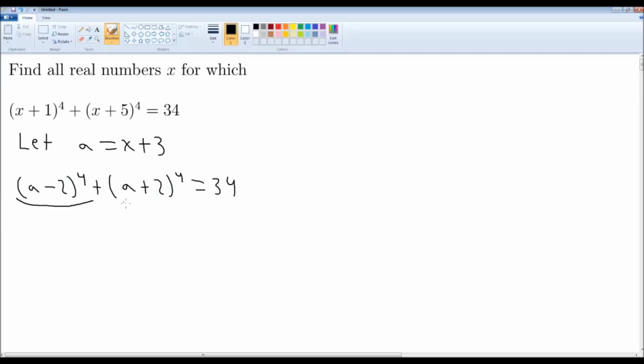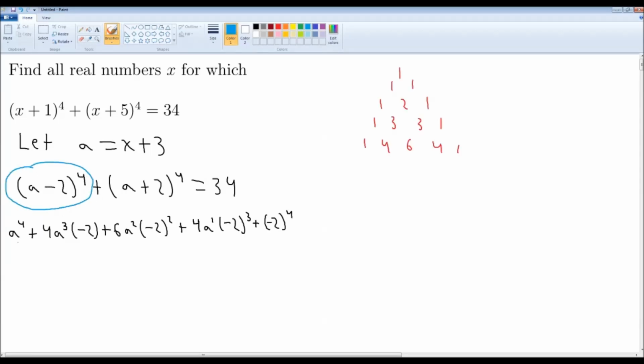Okay, so how do we simplify these? One way is to FOIL them. This is a minus 2 times a minus 2 times a minus 2 times a minus 2. However, we can do it quicker using the binomial theorem. When you expand this out, you get this expression. Here we know the coefficients are 1, 4, 6, 4, 1 by Pascal's triangle.